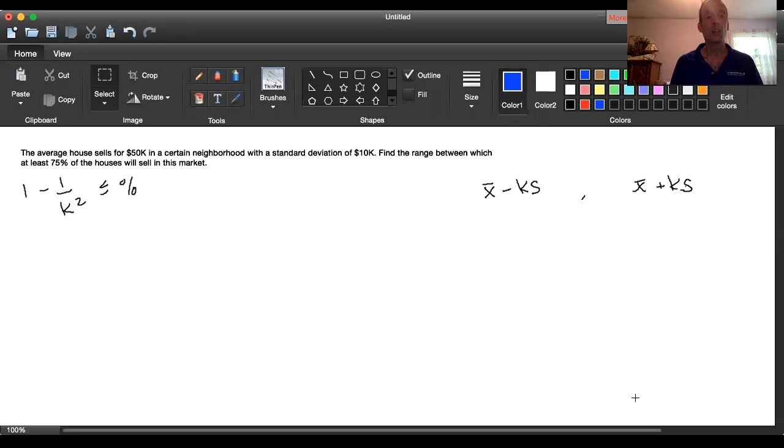The example says, the average house sells for $50,000 in a certain neighborhood with a standard deviation of $10,000. Find the range between which at least 75% of houses will sell in this market.